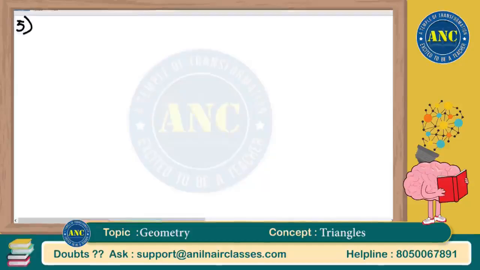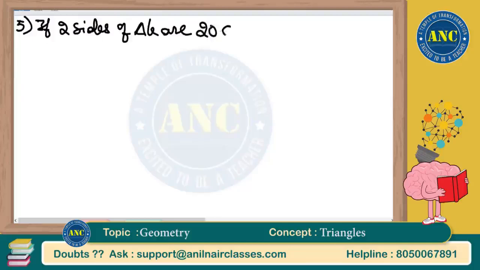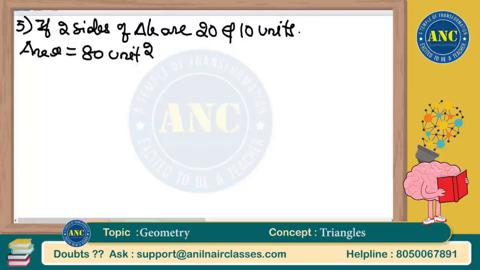Fifth one. If two sides of a triangle are 20 and 10 units, and the area is 80 units square, find the third side. Fifth question.